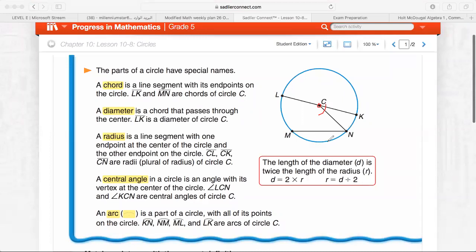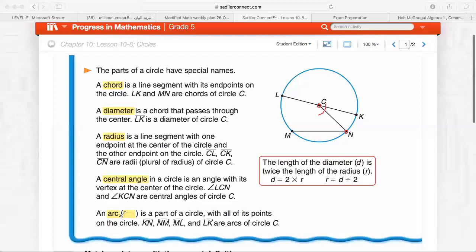Is CNM a central angle? No, because at N, the vertex is not on the center. The central angle, its vertex must be on the center. Okay, girls? Let's talk about an arc.